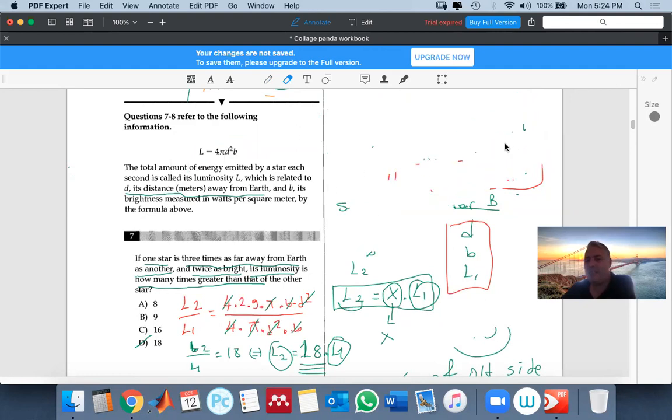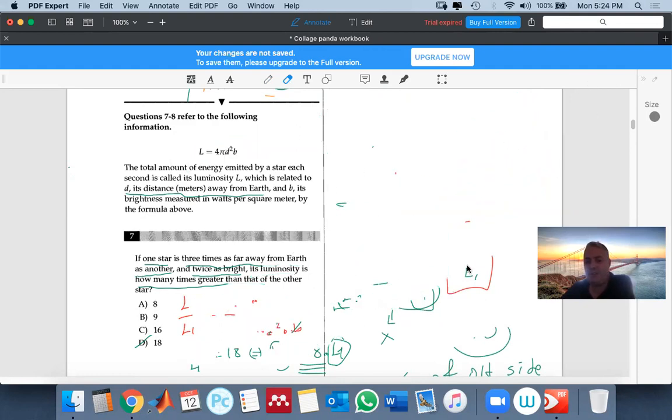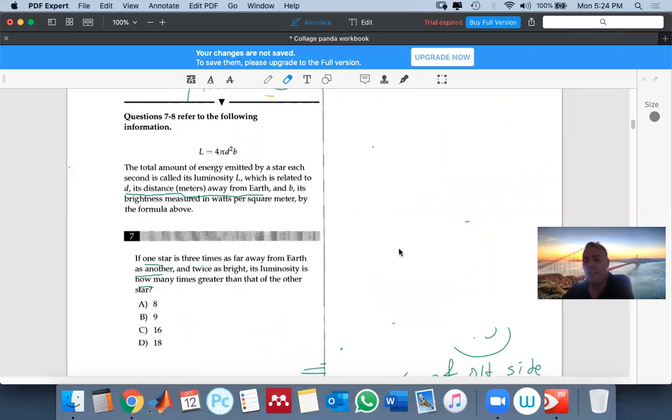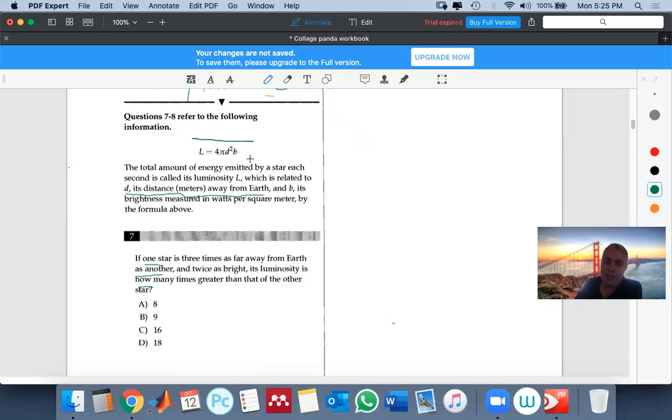I sometimes explain lots of things, maybe you're confused. Let me try to explain simply. Some of the calculations you can do in your mind. No need to write everything. Okay, the problem is this. We have one formula and we have to use this. This is given, and questions number 7 and 8 use that formula.